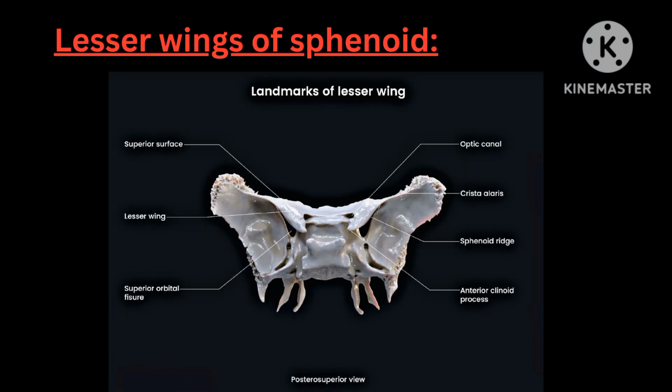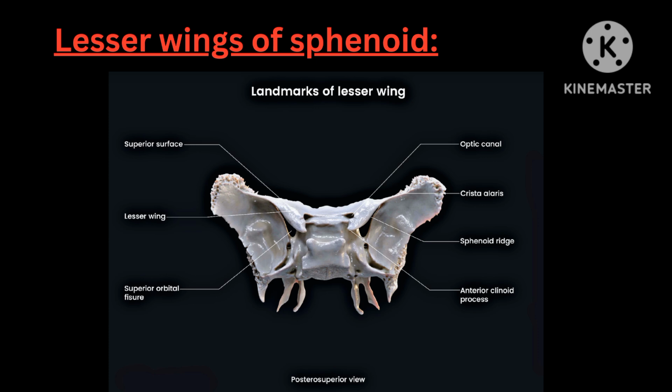The lesser wings of the sphenoid are the smaller of two lateral wing-like extensions of the sphenoid body. They are flattened, triangular in shape, and located above and anterior to the greater wings. Each lesser wing of the sphenoid has two surfaces, cerebral and orbital, and features the following structures. Optic canal. Anterior clinoid process.